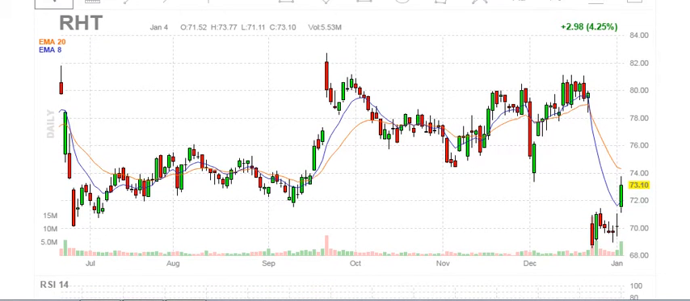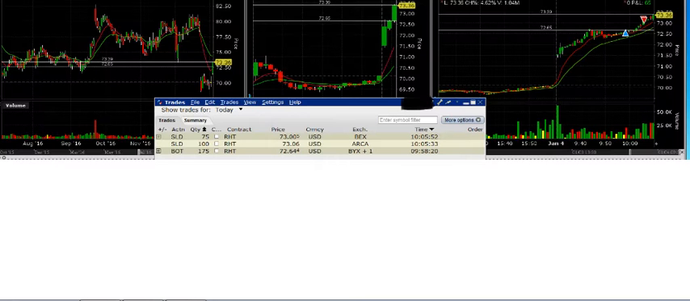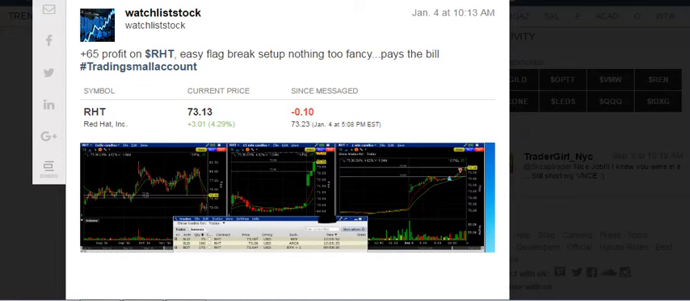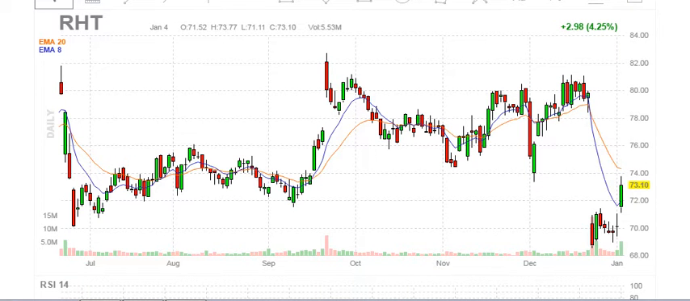Before we go into the chart, let's take a look at the trade which I did. So I bought at 72.64 at 9:58, and just about 7 minutes later I bailed out on it for a cool $65 gain, right? So let's look at the analysis of the stock Red Hat.